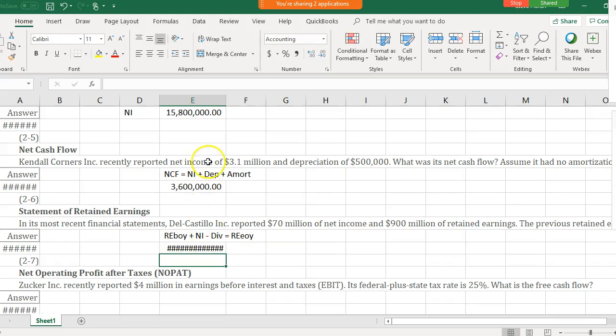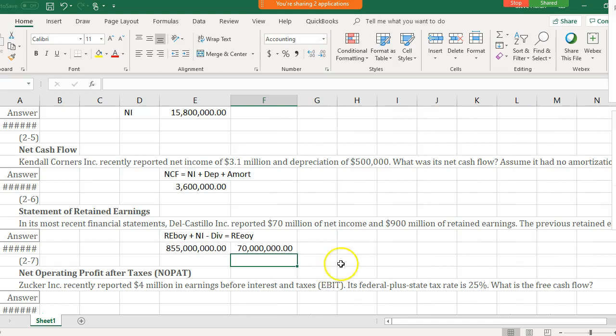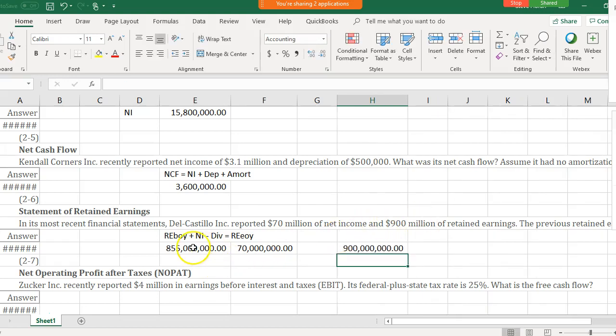Okay. We had net income. I'm just going to plug this number in right here of 70 million. And then my ending retained earnings, they told us was 900 million. Okay. So I know my beginning number is 855. I know my net income was 70. I know my ending is 900. So the solve for is dividends, right? The one piece they did not give us is dividends, but I can figure that out.